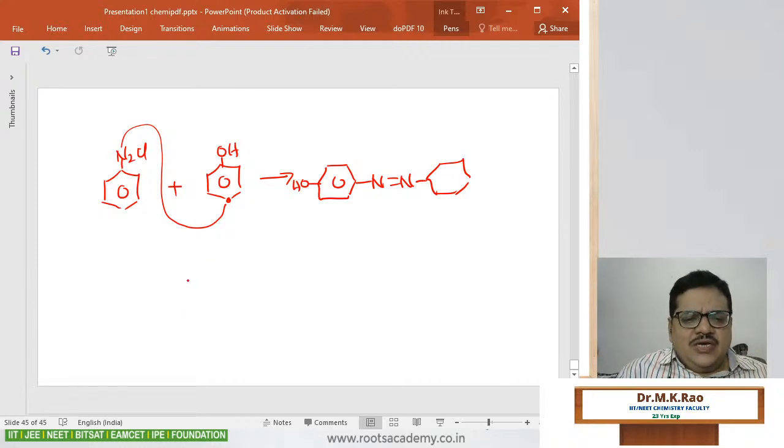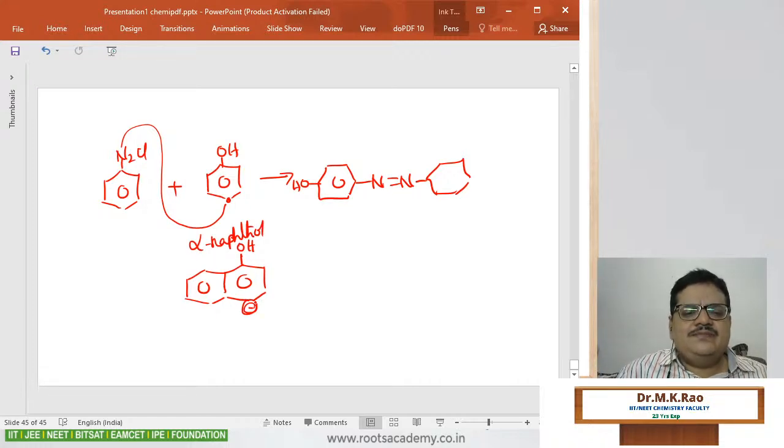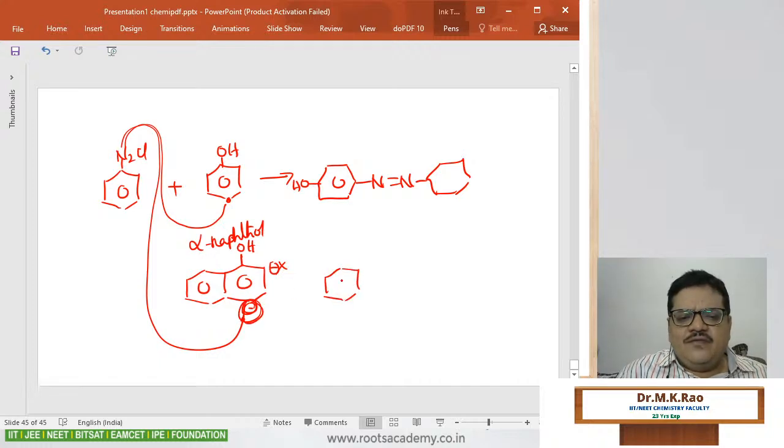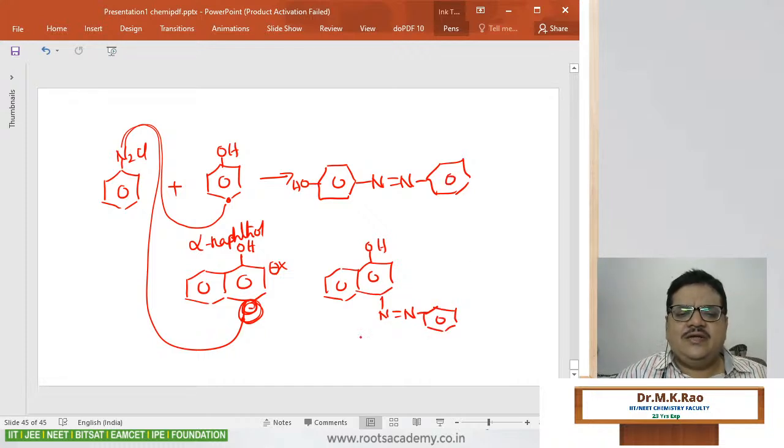Similarly, the same benzene diazonium chloride on reaction with alpha naphthol. This is alpha naphthol. Here the negative charge is more, so diazo coupling takes place at this place, not here. It is here. So this is the product of alpha naphthol diazo coupling.